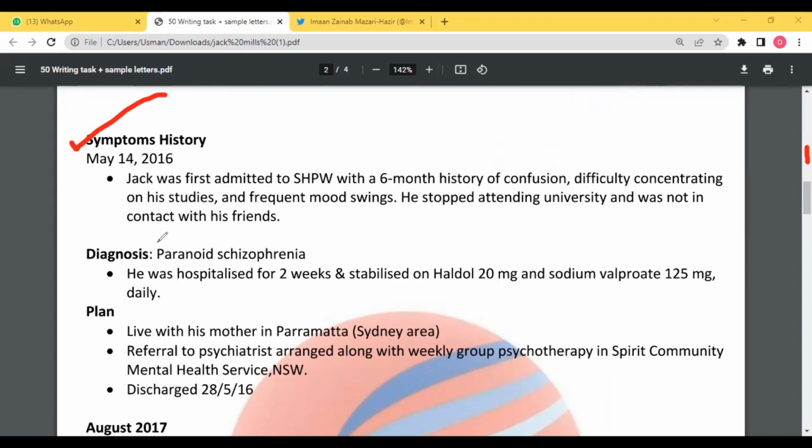So at that time, you diagnosed the case as paranoid schizophrenia. You started the treatment. That was the plan. You can see there in the first visit, May 14, 2016, you referred this patient to the same place where you are referring right now. So the psychiatrist would have an idea about the problem.